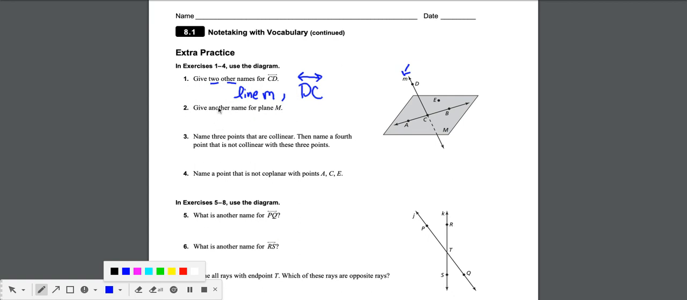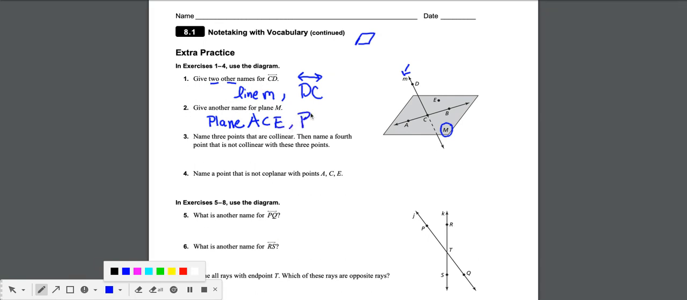All right, number 2, give another name for plane M. So there's this letter in the corner right down here, which is actually referring to the whole plane, like this whole sheet of paper. And so there are other ways to actually label a plane, and it's using 3 letters. And so we would actually write it like this, plane, and you can spell it out, or you could use a symbol like that. And so we would say plane A, C, E.